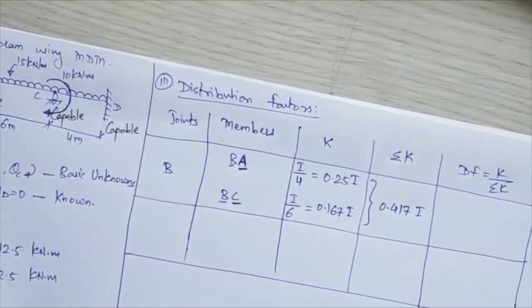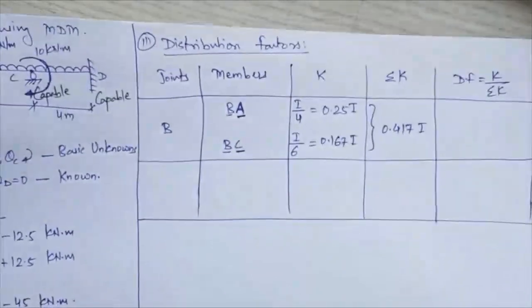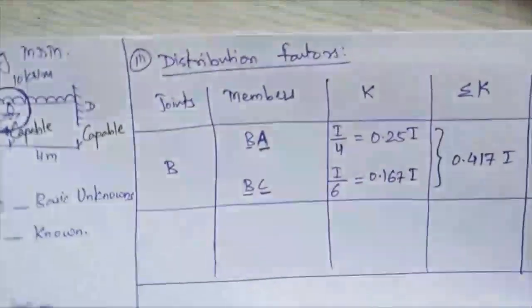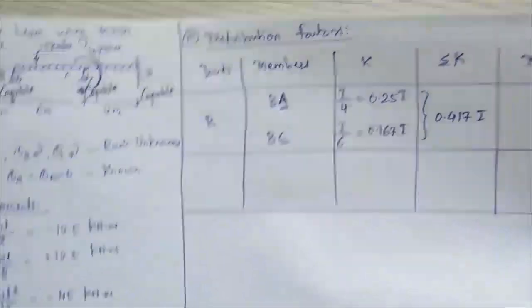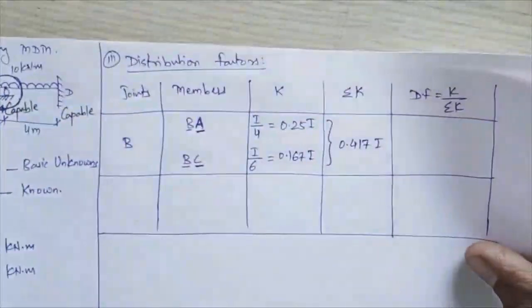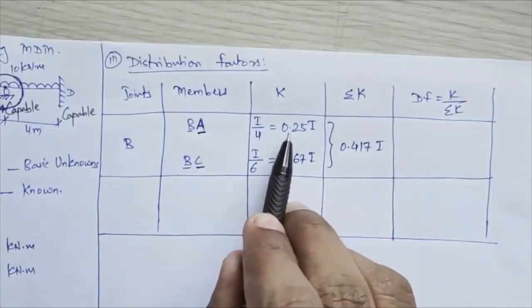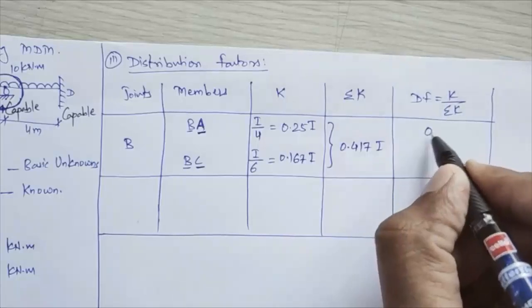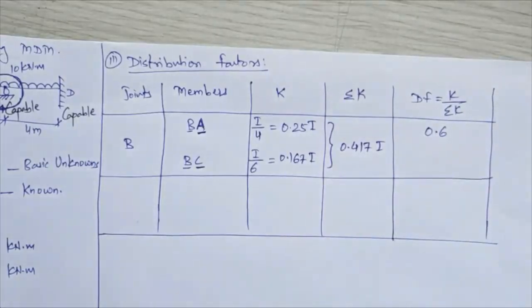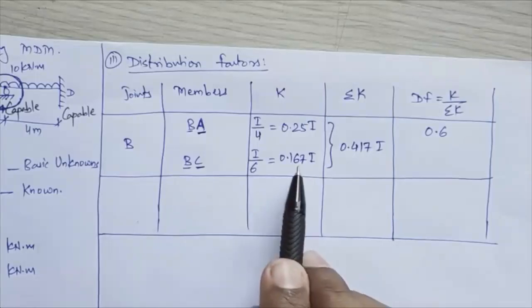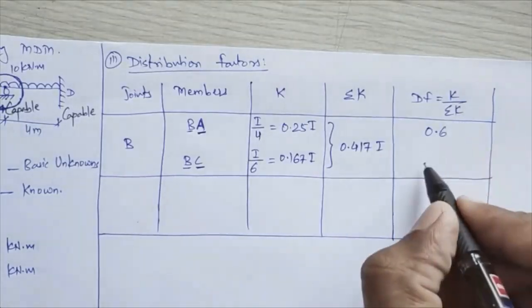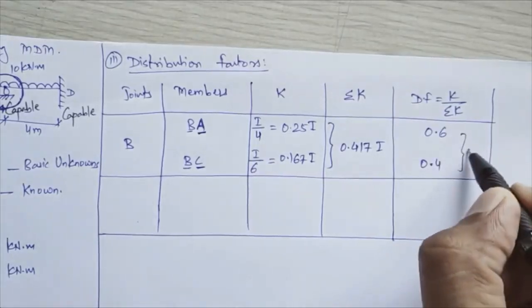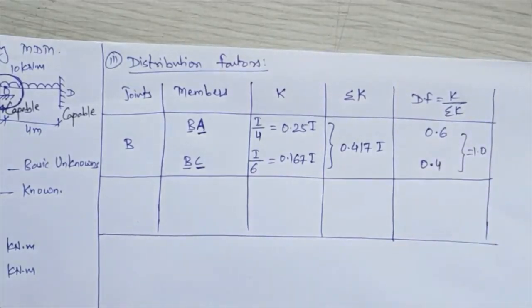So total stiffness equals 0.417 I. Then for calculation of DF, it is K divided by summation of K. For BA, that is 0.25 divided by 0.417, and you get a value of almost 0.6. In the same way for BC, K divided by summation of K gives almost 0.4. The summation of these two shall always equal 1.